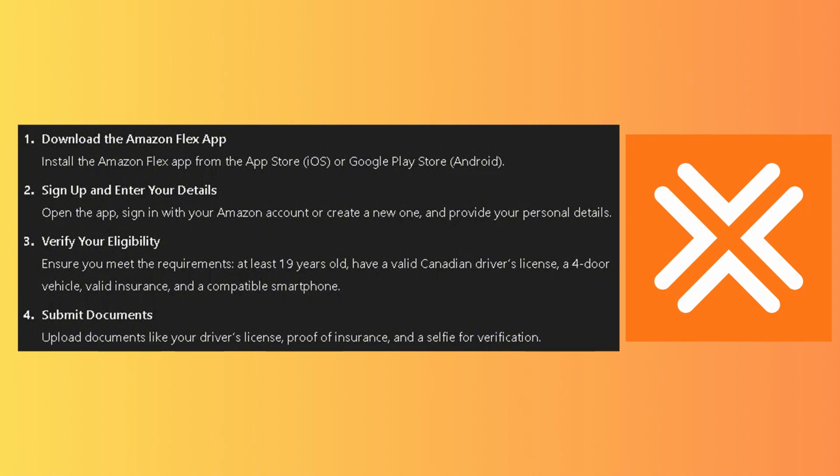Verify your identity. Ensure you meet the requirements. Be at least 19 years old. Have a valid Canadian driver's license, a four-door vehicle, valid insurance, and a compatible smartphone.